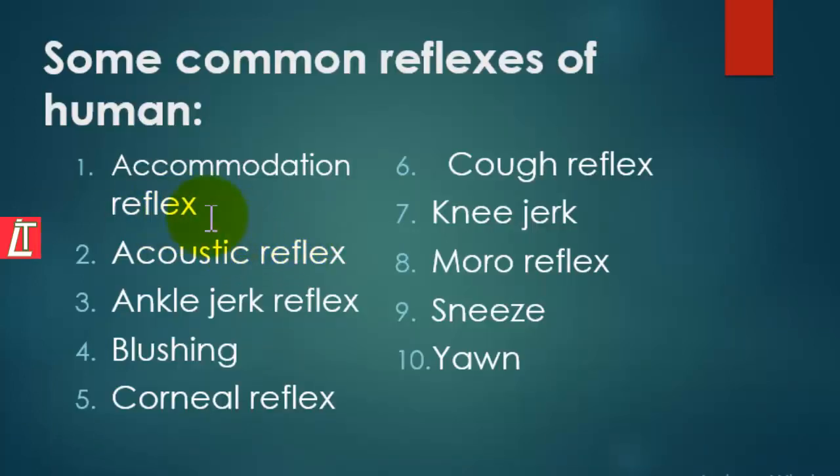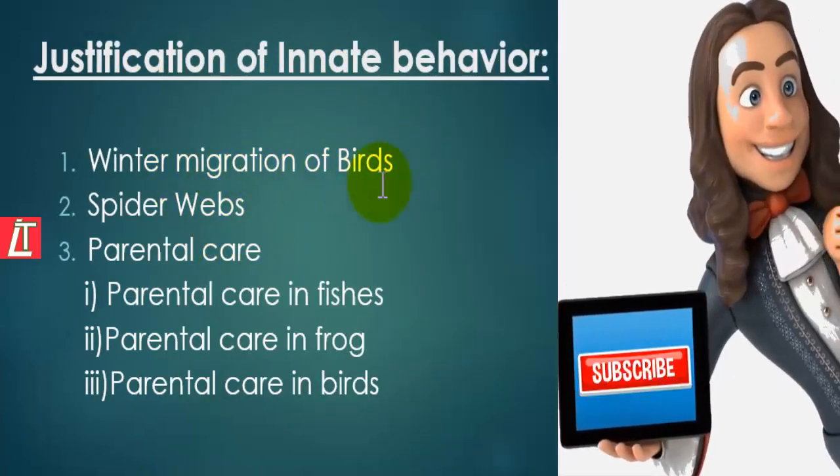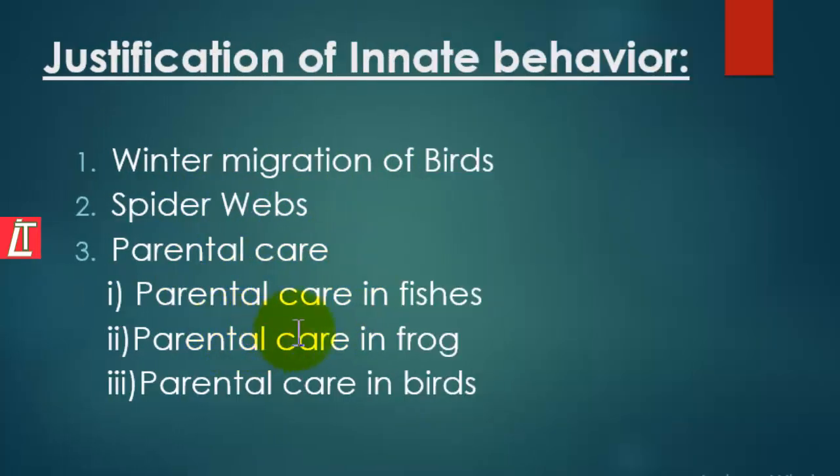Some common reflexes of humans: accommodation reflex, acoustic reflex, ankle jerk reflex, blushing, corneal reflex, cuff reflex, knee jerk, Moro reflex, sneeze, yawn. Justification of innate behavior: winter migration of birds, spider webs, parental care. Parental care in fishes, parental care in frog, parental care in birds.